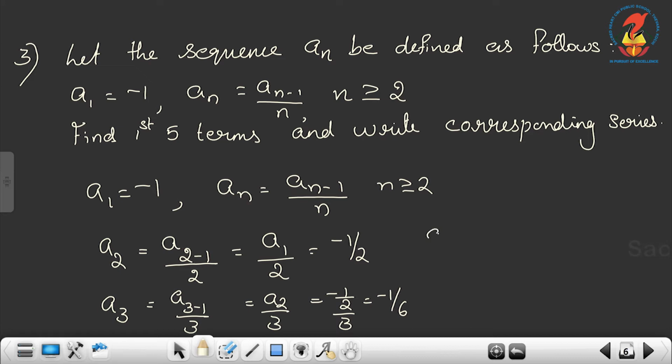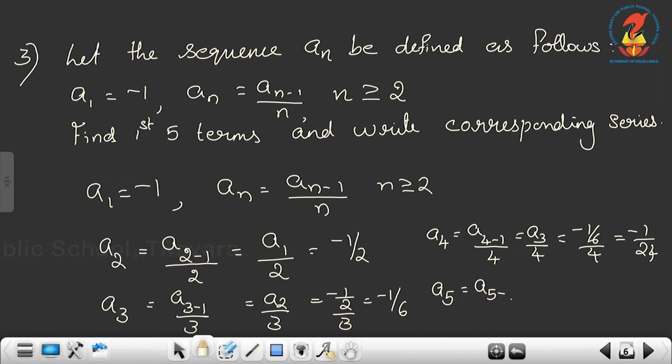Now a4. A4 minus 1 by 4. That is A3 by 4. A3 is minus 1 by 6 by 4. Minus 1 by 6 by 4 means minus 1 by 24. 6 fours are 24. Now the next is A5. A5 is A5 minus 1 by 5. That is A4 by 5. A4 is minus 1 by 24 by 5. Now multiply. It is 120.